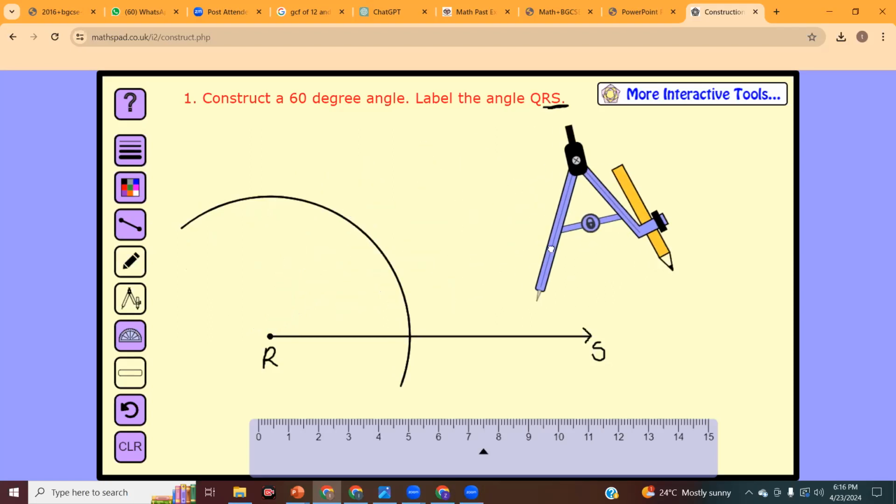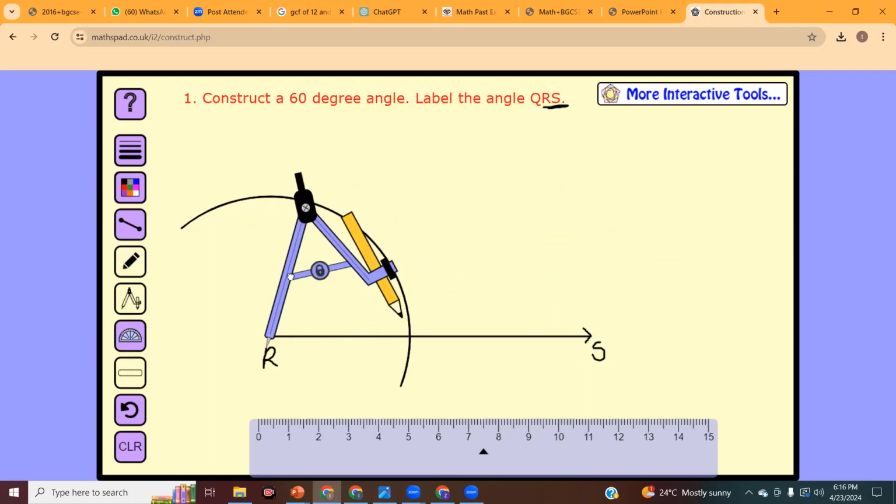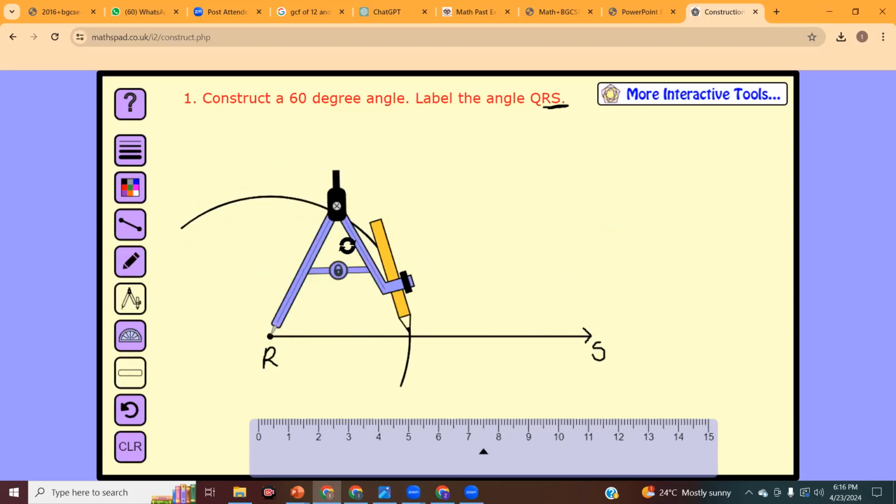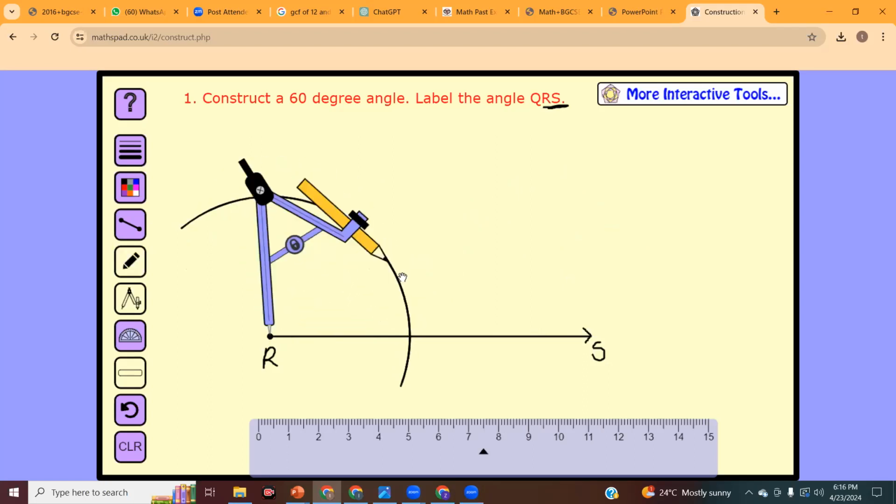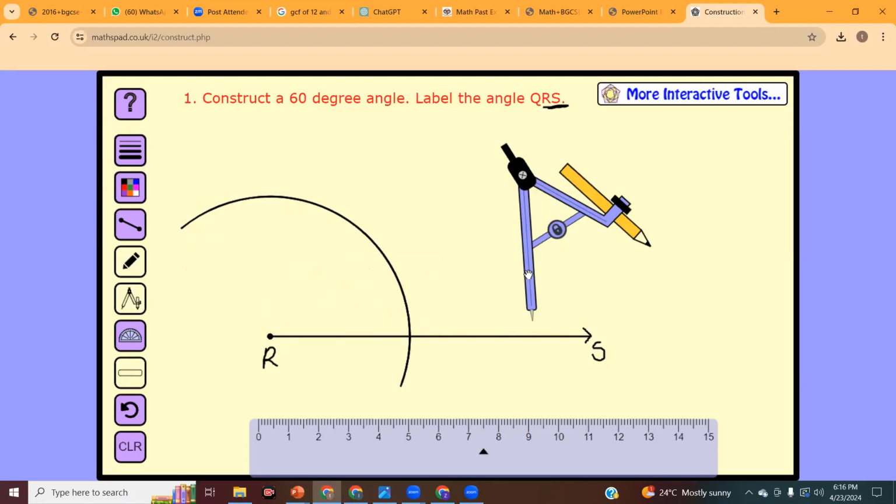So what have we done so far? We've drawn our ray RS. Then we went to the point R, and we drew an arc at the point R. That arc intersects with the ray that we just drew. And that's the first part. Now the second part.